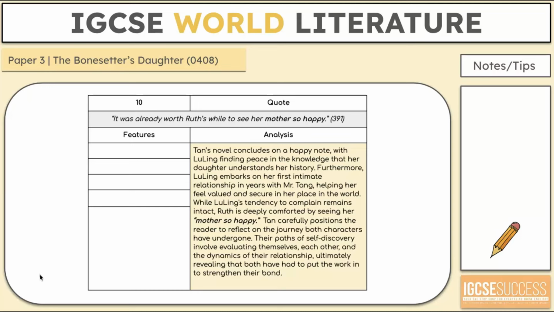So Tan's novel concludes on a happy note, with LuLing finding peace in the knowledge that her daughter understands her history. Furthermore, LuLing embarks on her first intimate relationship in years with Mr. Tang, textual reference, helping her feel valued and secure in her place in the world. Whilst LuLing's tendency to complain remains intact, I use that word propensity, she just can't help herself, Ruth is deeply comforted by seeing her mother so happy.